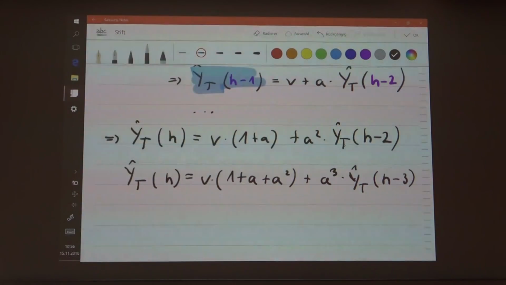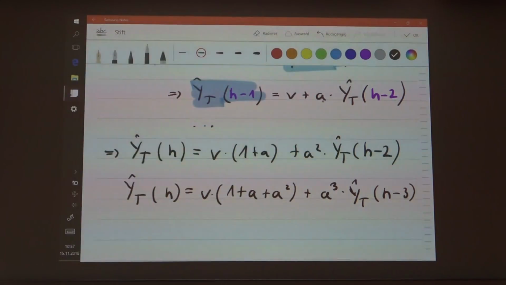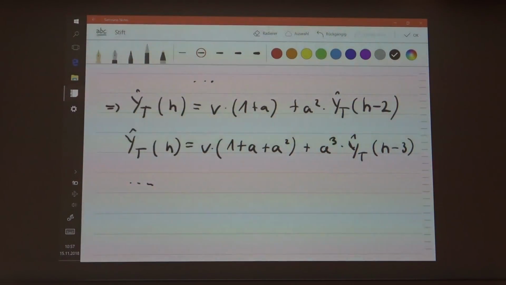Here you could substitute for the forecast for time t plus h minus 2 by using that formula. The forecast for time t plus h minus 2 will be equal to the constant plus the slope times the forecast for time t plus h minus 3. This is how you would get this result. Now you could do this for whatever, so we do this h times. You do this for 4, 5, 6, 7, 8, 9, 10, whatever. The final one will be h.